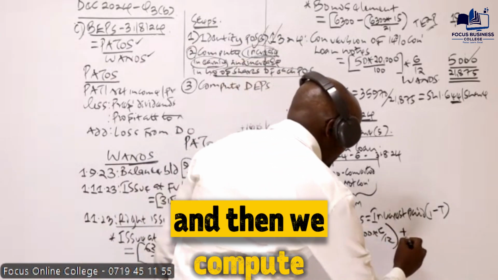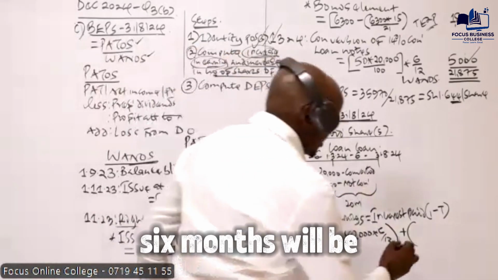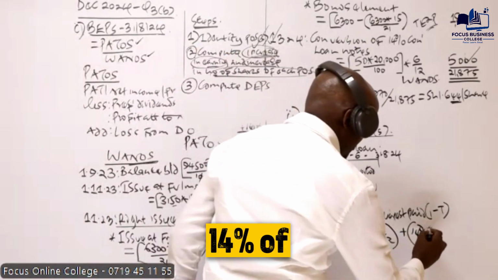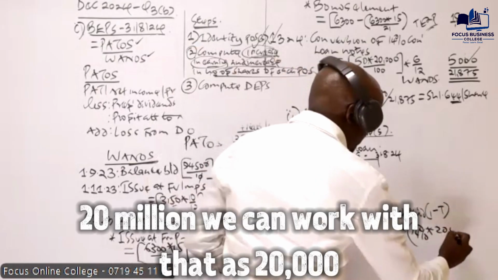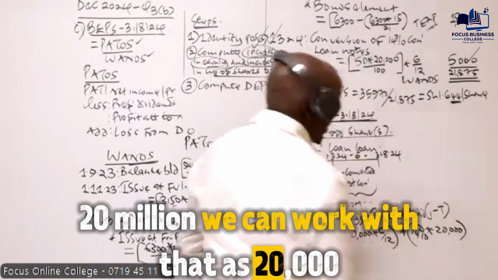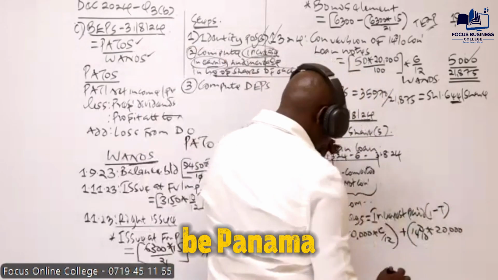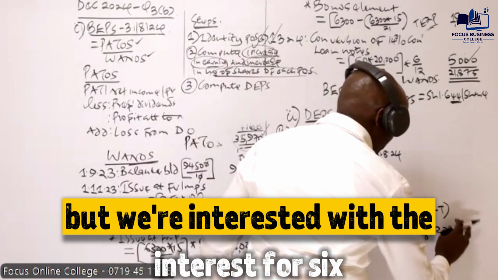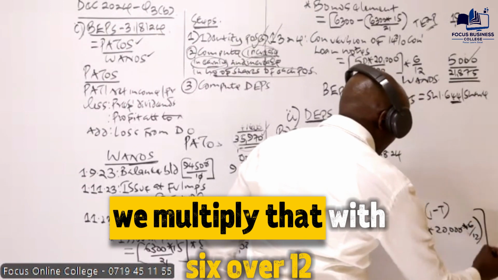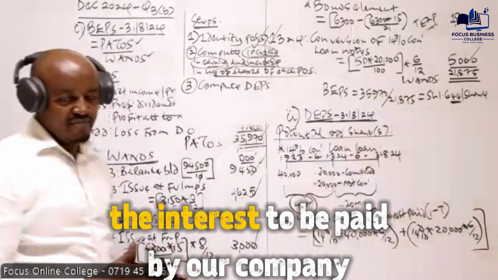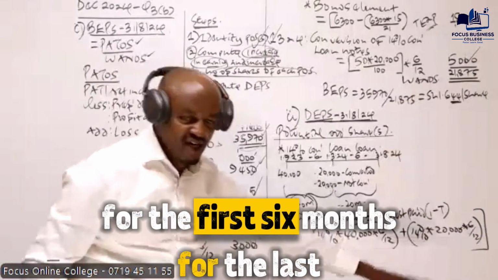And then we compute the interest to be paid in the last 6 months. So the interest to be paid in the last 6 months will be 14% of these convertible notes issued in the last 6 months, 20 million. We can work with that as 20,000, sorry. Because that first of all will be per annum, but we're interested in the interest for 6 months. We multiply that with 6 over 12. That basically will give us the interest to be paid by our company for the whole year. For the first 6 months, for the last 6 months.